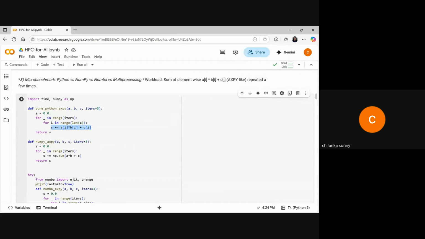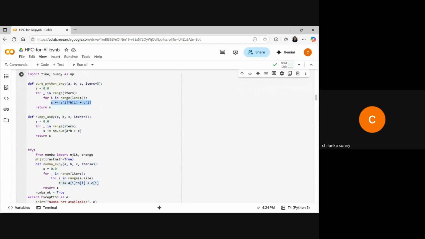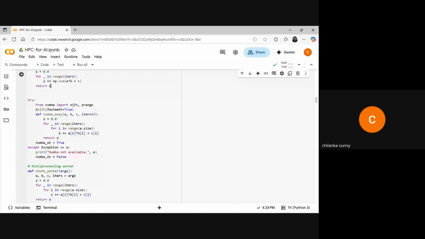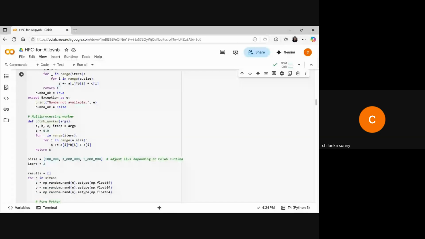This is how pure Python will do it, with a 2-level nested loop. NumPy can work with vector code, so it is computing A times B plus C instead of scalar operations. For Numba JIT, we just give the same code, but it will generate near native code. In the multiprocessing worker, we break the data into chunks, and each chunk is taken up by each thread in the multiprocessing environment.